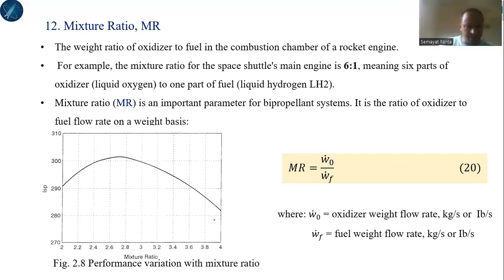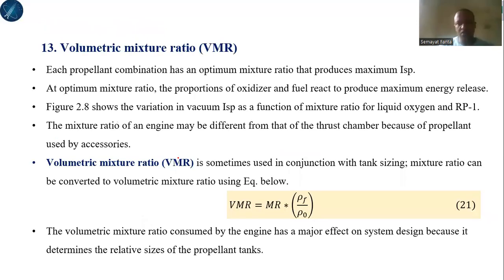So we can get the mixture ratio and Isp from this. This is Isp, and towards here we can see the mixture ratio. This is also there in George P. Sutton's book. Then there is the volumetric mixture ratio, which is just an extension of the mixture ratio. It is mixture ratio times density of fuel over density of oxidizer. So this is called the volumetric mixture ratio.